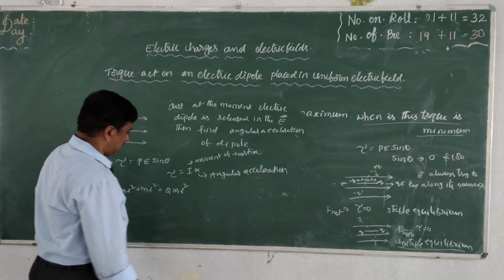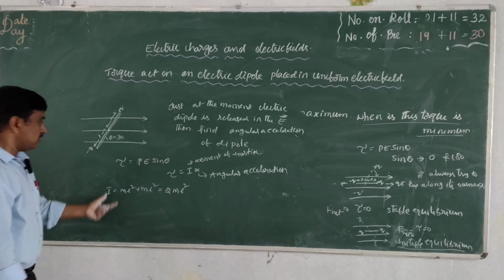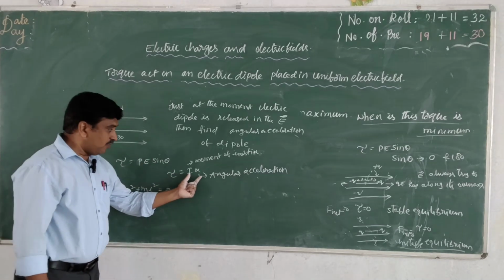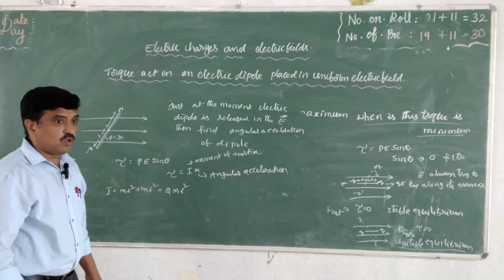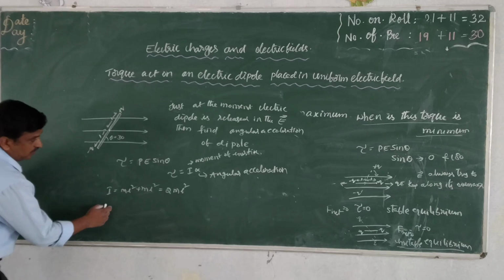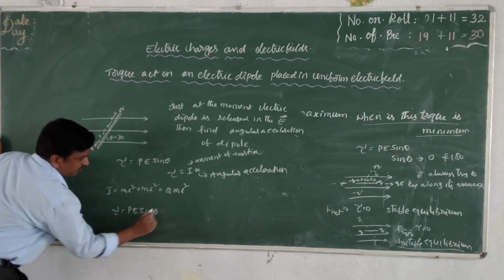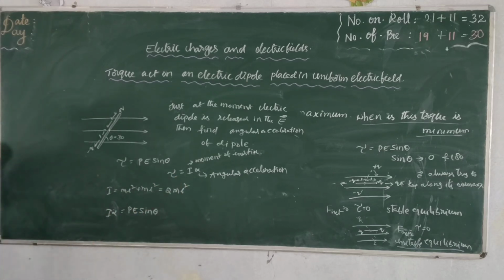Angular acceleration, here we can write it as alpha. So that only we find out here. Torque means what? P E sin theta. Another way we can write torque is moment of inertia into angular acceleration. So torque is equal to P E sin theta, and instead of torque we can write I alpha. I write here I alpha equal to P E sin theta.